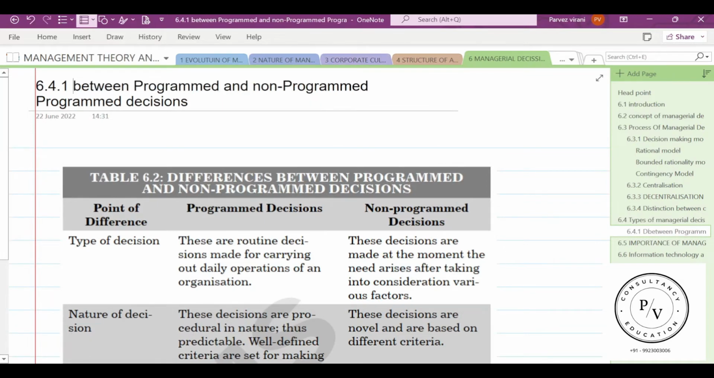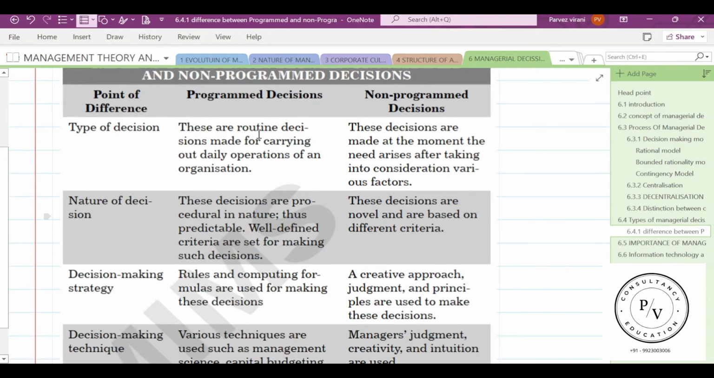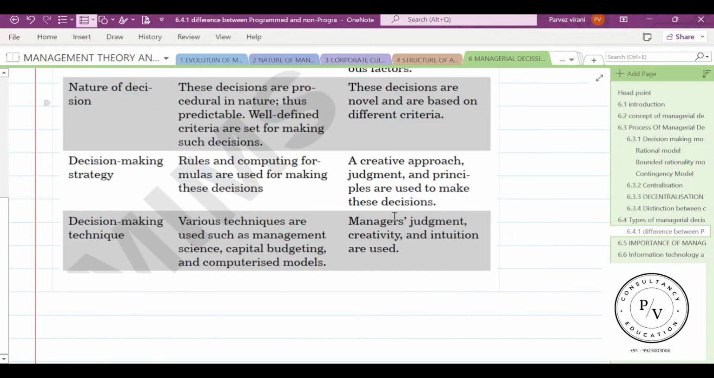Difference between programmed and non-programmed decisions. Type of decisions. Programmed: these are routine decisions made by carrying out operations of an organization. Non-programmed: these decisions are made at the moment the need arises, after taking into consideration the situation. Nature of decision. Programmed decisions are procedural in nature and thus predictable. Well-defined criteria are set for making such decisions. Non-programmed: these decisions are novel and are based on different criteria.